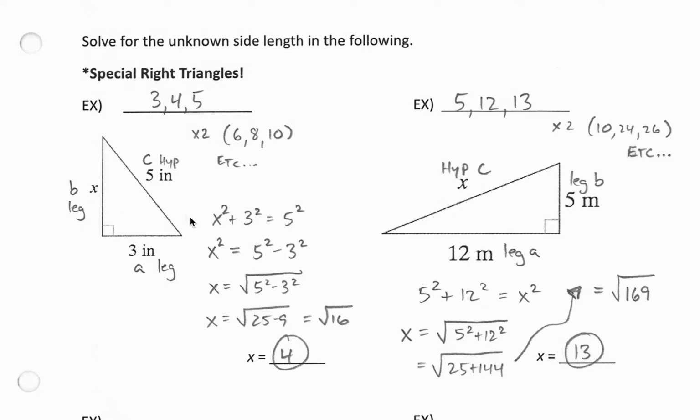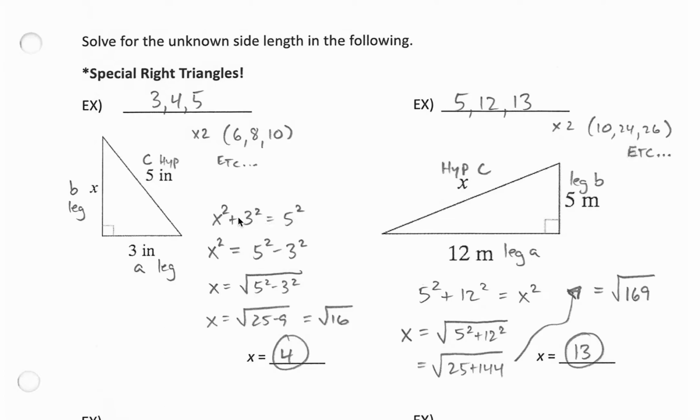So the simplest way to go about it is just start with our standard form, a squared plus b squared equals c squared. So I'm going to take x squared and 3 squared. I'm going to set them up so they're being added on one side, putting my legs on one side. And then on the other side, I'm putting the hypotenuse squared all by itself.